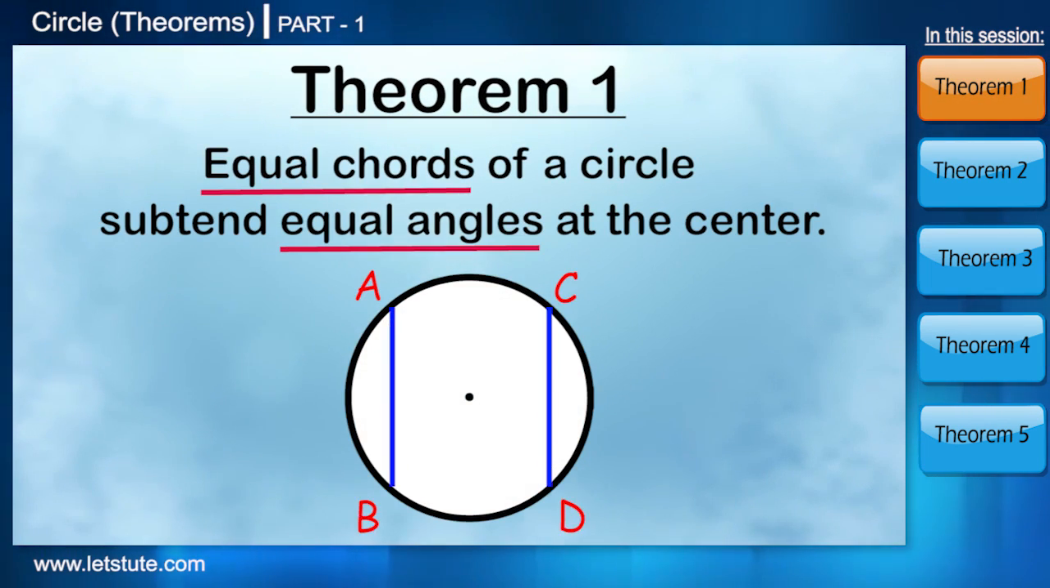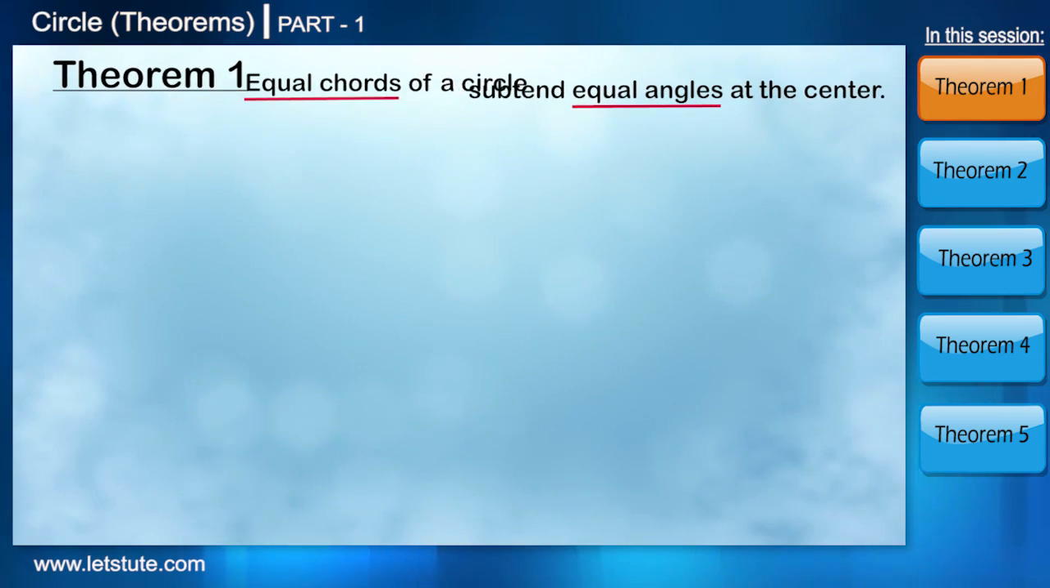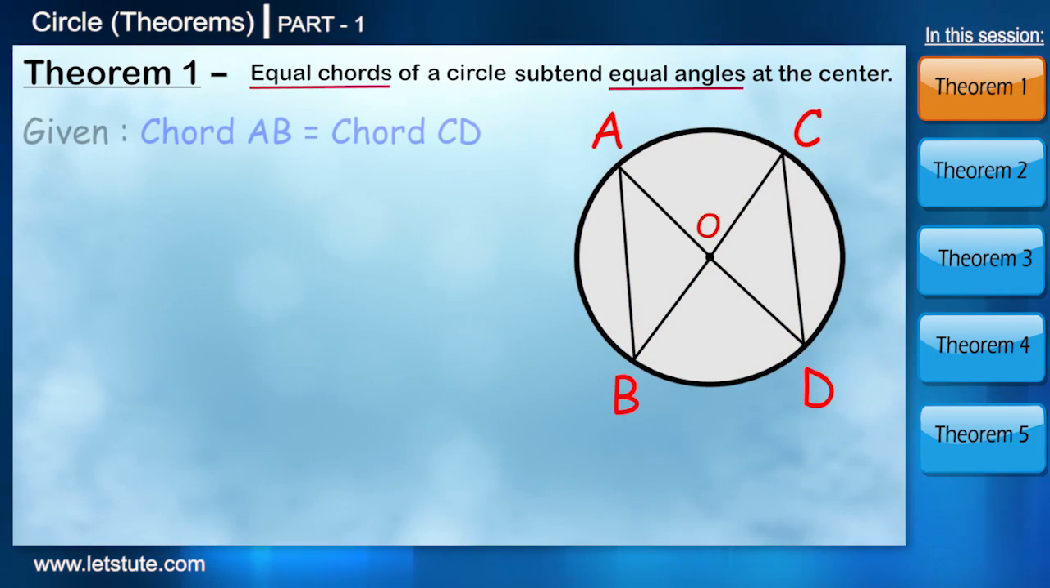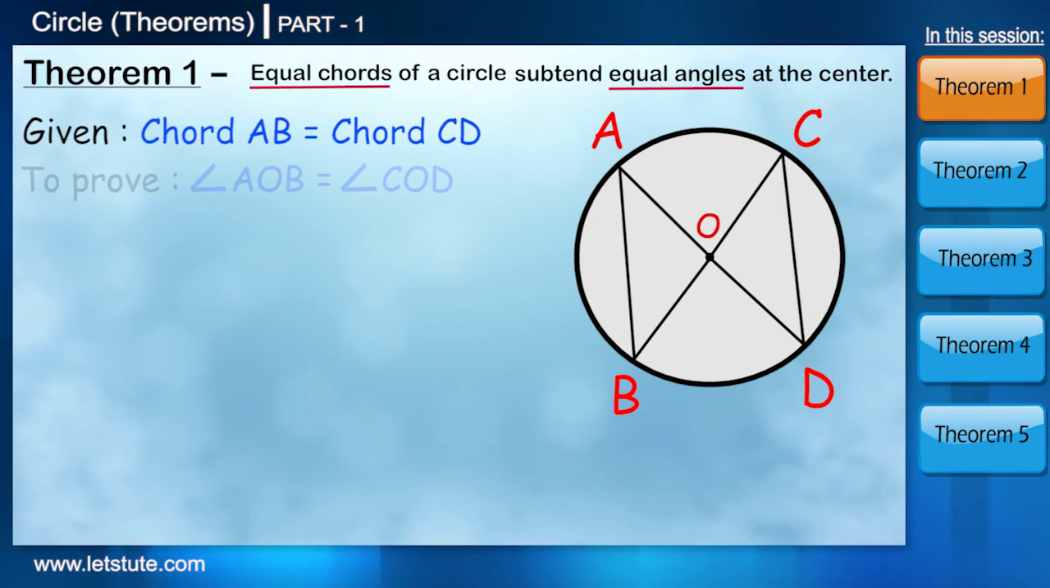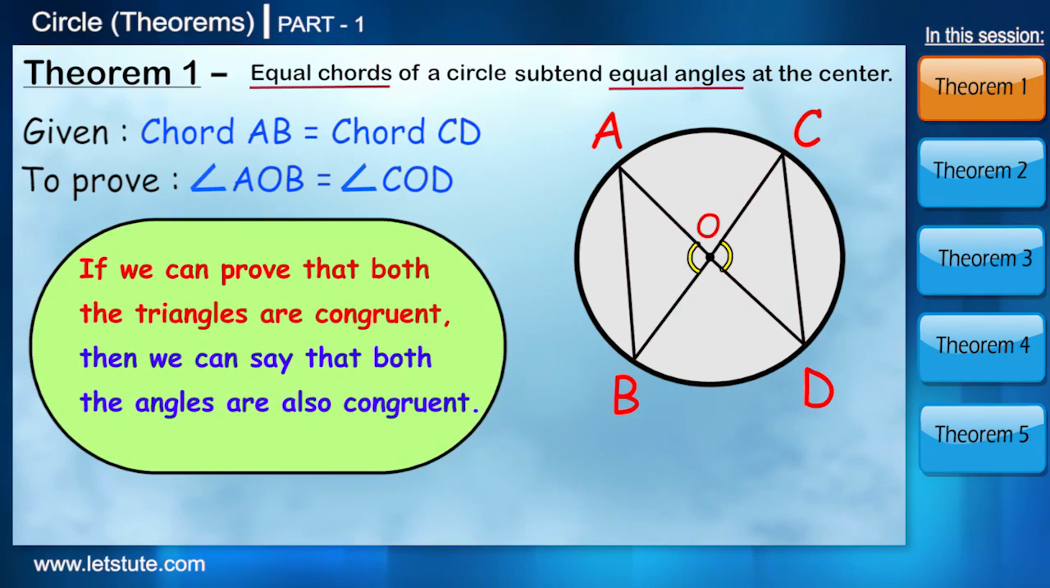Equal chords of a circle subtend equal angles at the center. So, according to the statement, we have two chords AB and CD. We have to prove that angle AOB is equal to angle COD. Now, as we can see, if we can prove that both the triangles are congruent, then we can say that both the angles are also congruent.